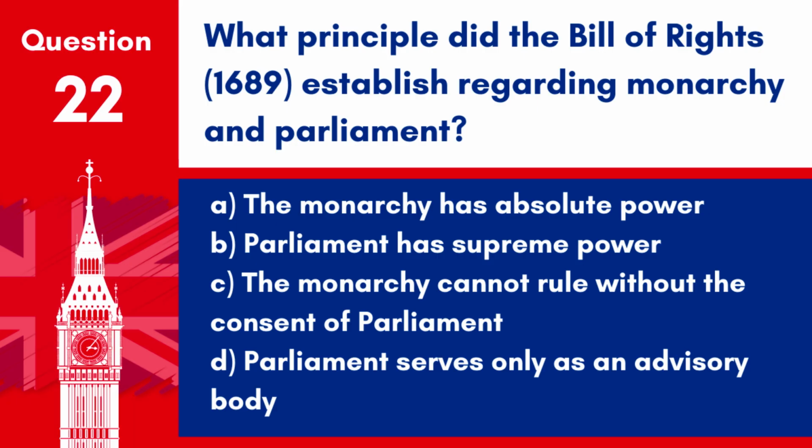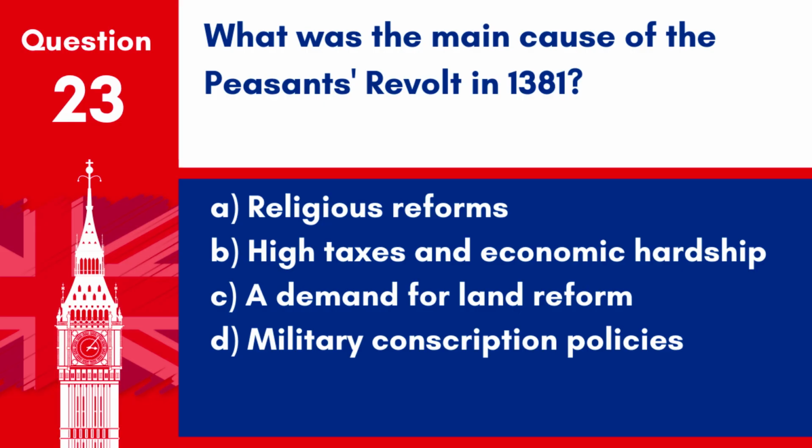Answer C. The monarchy cannot rule without the consent of Parliament. The Bill of Rights, 1689, established that the monarchy could not rule without the consent of Parliament, thus laying the foundation for a constitutional monarchy. Question 23. What was the main cause of the Peasants' Revolt in 1381?